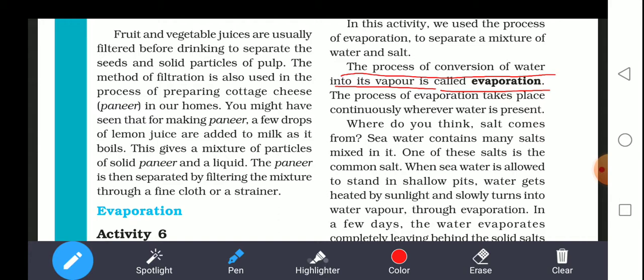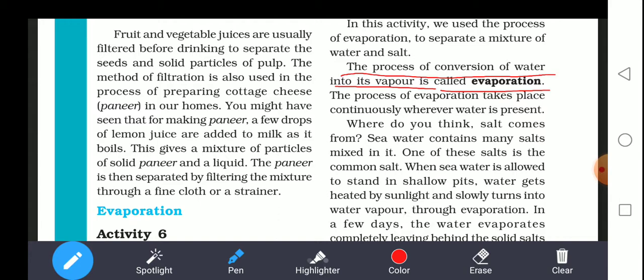If you go to a nearby sea, the Arabian Sea or the Mediterranean Sea, you will find salt water. Have you ever gone to the seashore? If you taste that water, you will find it salty. So salt is present. Seawater contains many salts mixed in it. There are many salts present in seawater, but one of them is the common salt, which we consume.